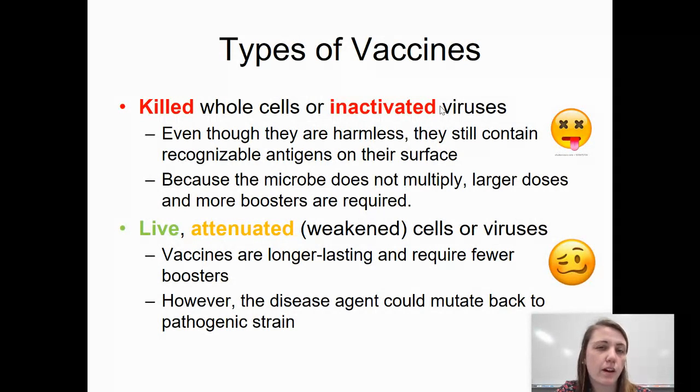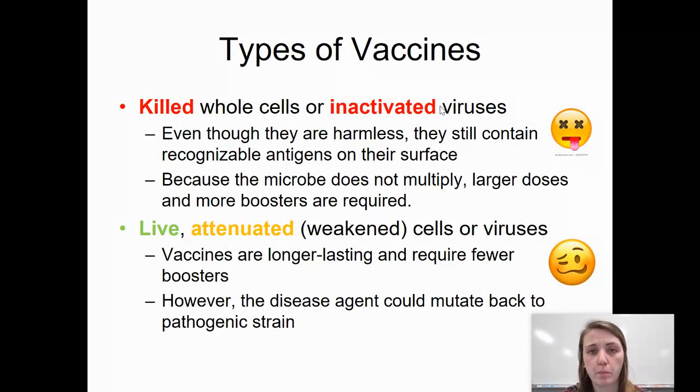It's just like we have antigens on our red blood cells that say, hey, this is human, this is type A or B or whatever. Viruses have the same thing. So because the microbe can't actually multiply, you have to get the vaccine in larger doses because it can't reproduce and keep eliciting that immune response. And you're probably going to need boosters as well.